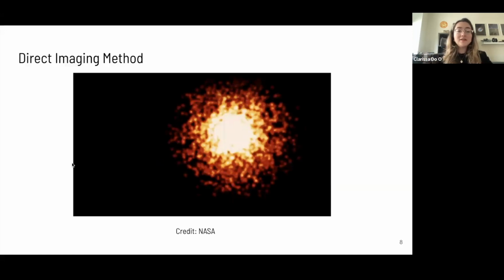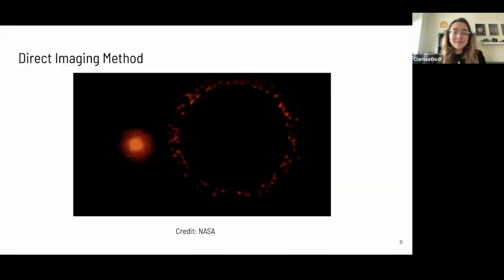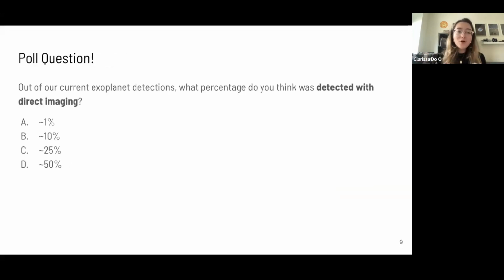So with this idea of the direct imaging method and the radial velocity method and the transit method, I had a poll question for you on what percent do you think was of the exoplanets that were detected with direct imaging? So do you think it was more about 1% of the planets, up to 10%, 25%, or maybe half of all the exoplanets we have been found via direct imaging?